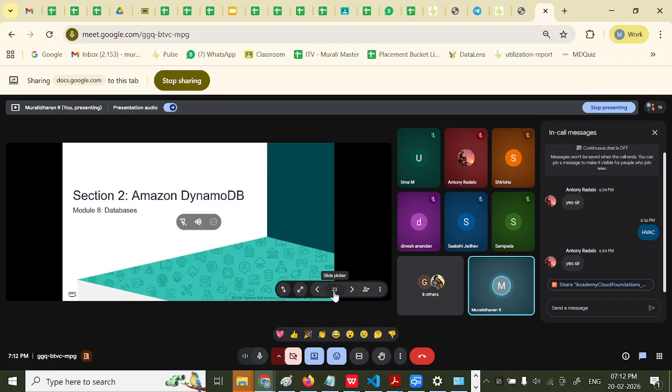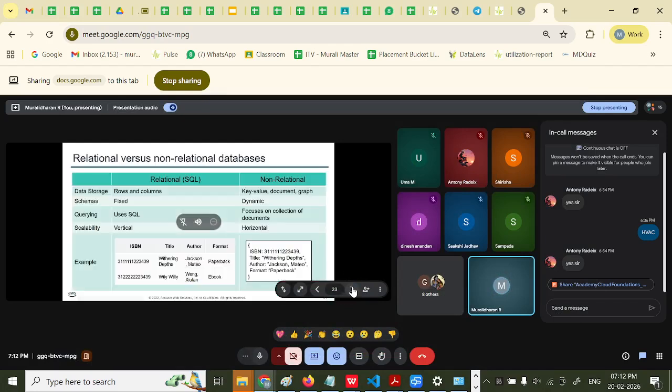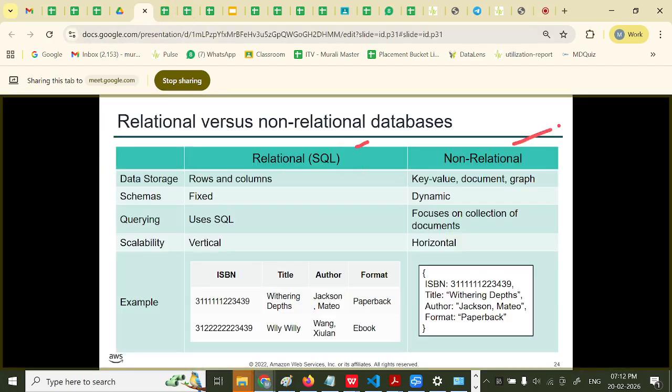DynamoDB is nothing but your non-relational database. So non-relational database, as I already gave you in the table, you can see SQL, NoSQL. Here it is rows and columns. Here it is key value pair, document or graph. Here the schema is fixed. Here it is dynamic. Here querying uses SQL query.